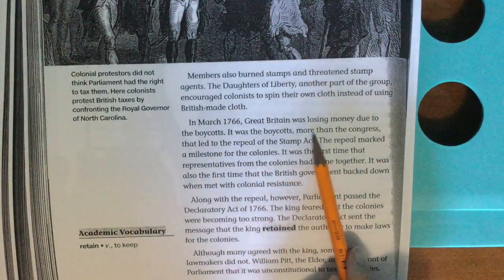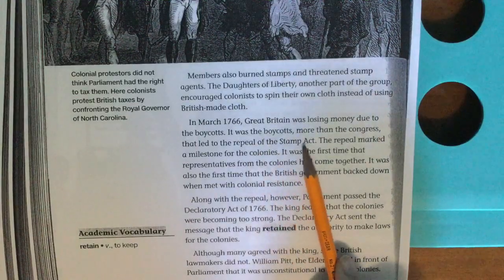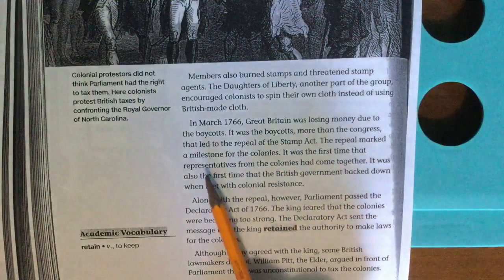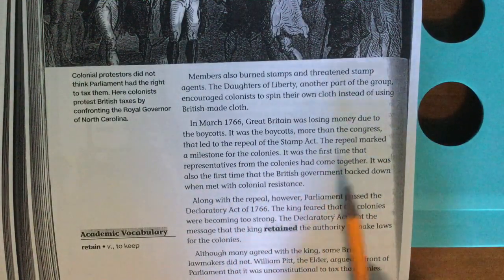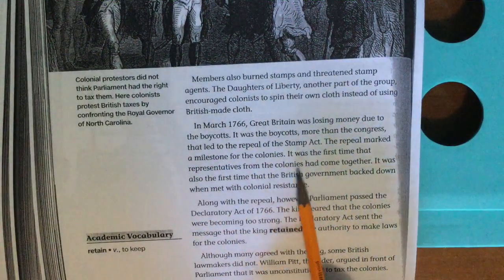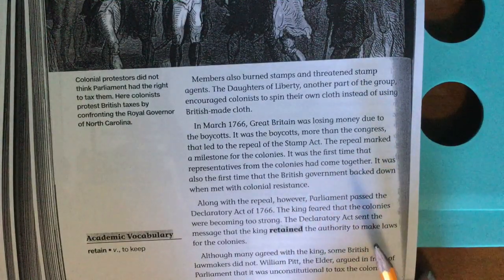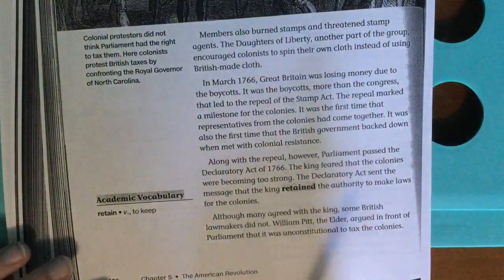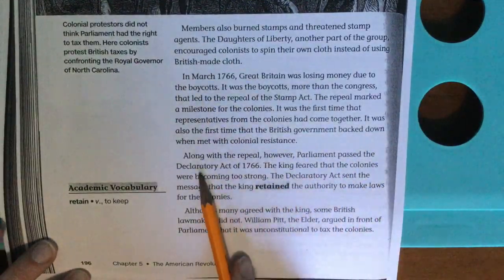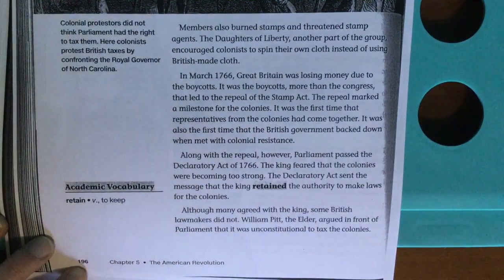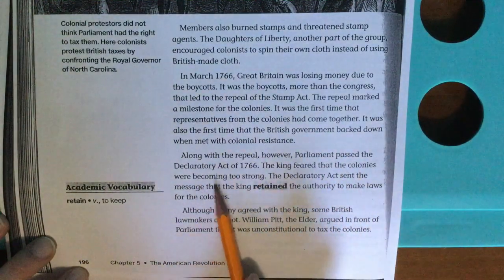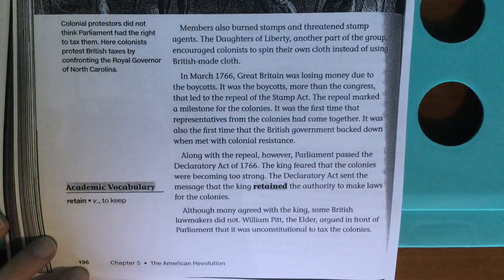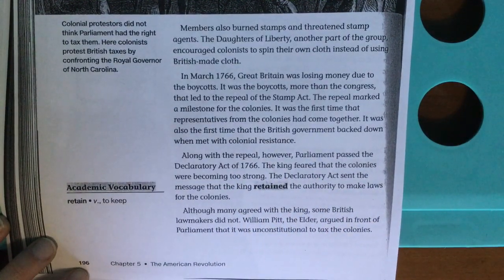It was the boycotts more than the Congress that led to the repeal of the Stamp Act. The repeal marked a milestone for the colonies. It was the first time that representatives from the colonies had come together. It was also the first time that the British government backed down when met with colonial resistance. Along with the repeal, however, Parliament passed the Declaratory Act of 1766. The king feared that the colonies were becoming too strong. The Declaratory Act sent the message that the king retained the authority to make laws for the colonies.